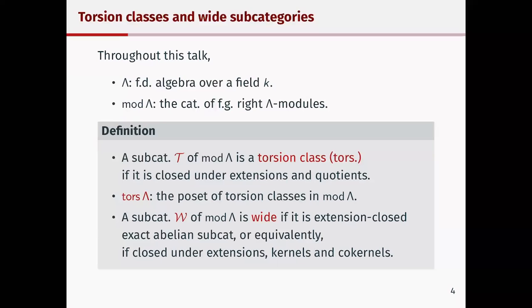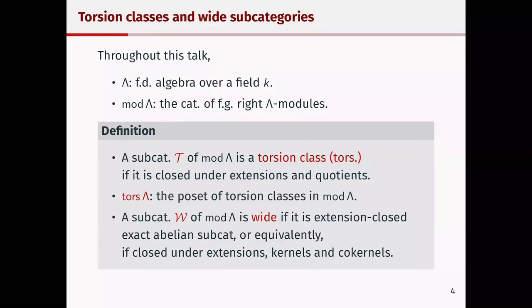And there is another class of subcategory, which is wide subcategory. A subcategory W of mod lambda is a wide subcategory if it is an extension closed exact abelian subcategory of this abelian category, or equivalently, W is wide if it is closed under extensions and taking kernels and cokernels. Maybe this is a standard definition.